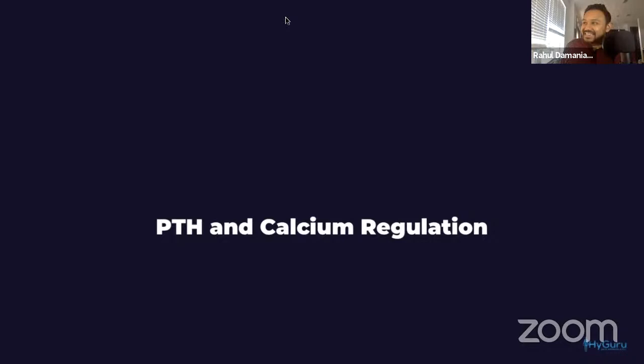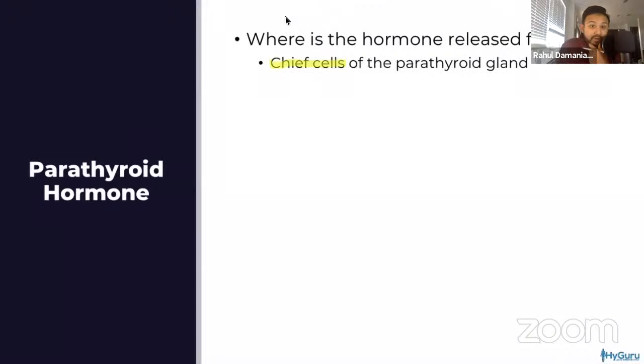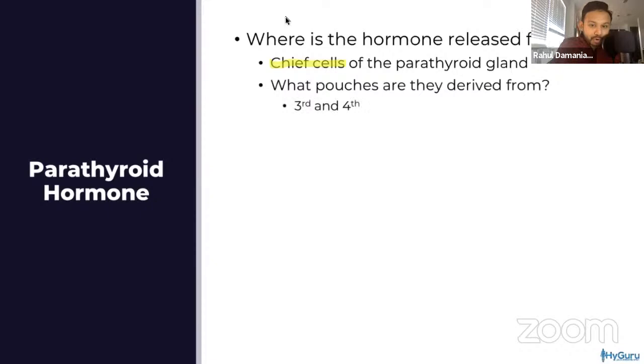Let's go ahead and talk about PTH and calcium regulation. When we're talking about parathyroid hormone, where is parathyroid hormone released from? Well, it's going to be released specifically from the chief cells of the parathyroid gland. Now, what's important is that the parathyroid glands are right behind the thyroid gland itself. So there could be questions in which a patient goes for a thyroidectomy and inadvertently gets their parathyroids taken out. Remember that they are going to be derived from the third and fourth pharyngeal pouch.